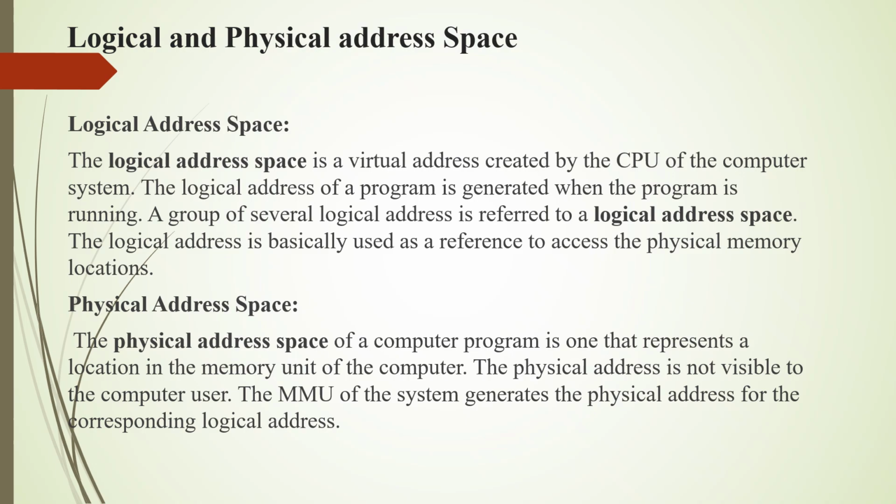Now look at the physical address space. The physical address space represents the actual locations in the computer memory, or RAM. These are the real memory addresses where data and instructions are stored. Unlike logical addresses, physical addresses are not visible to the user or the running program. The conversion from logical address to physical address is performed by a special hardware component called the memory management unit, or in short form we call it the MMU. Whenever the CPU generates a logical address, the MMU automatically translates it into the corresponding physical address before the memory is accessed.